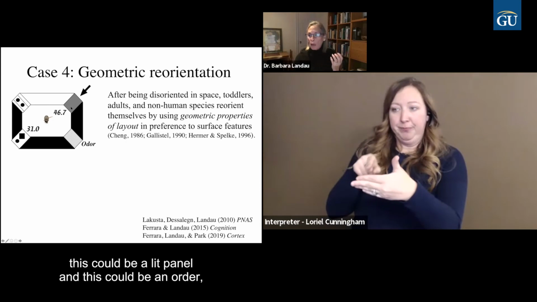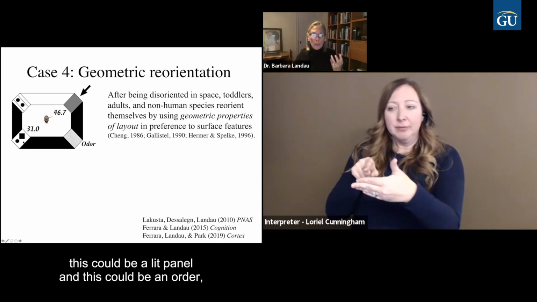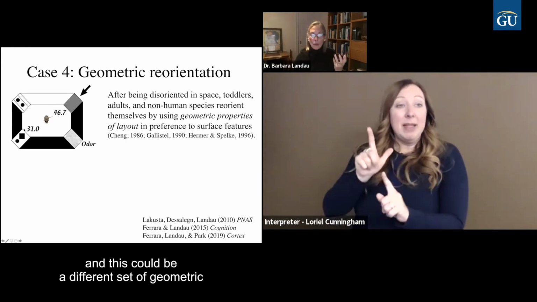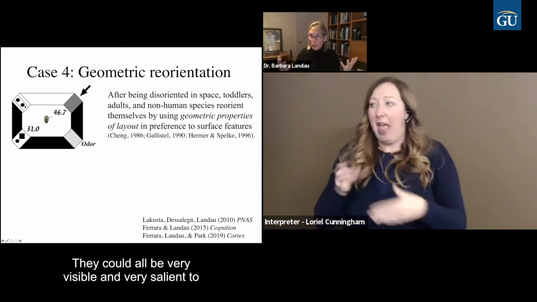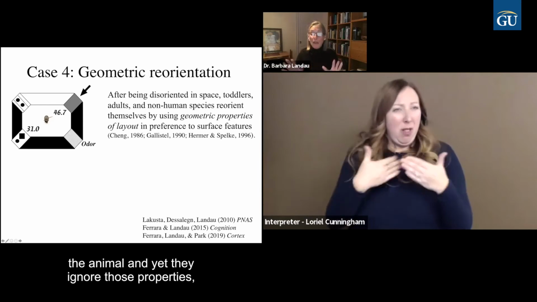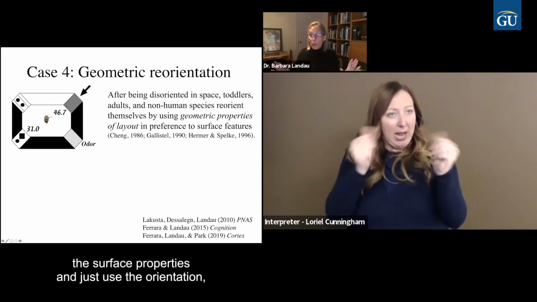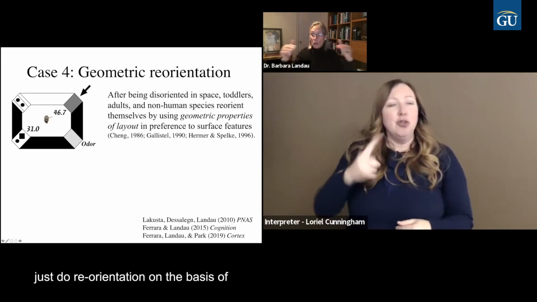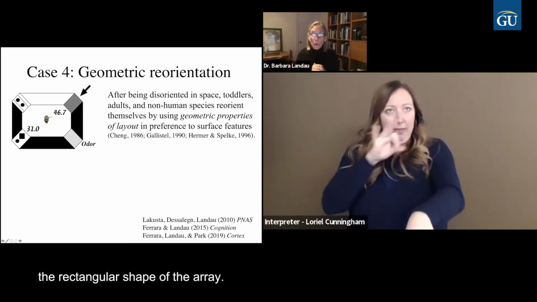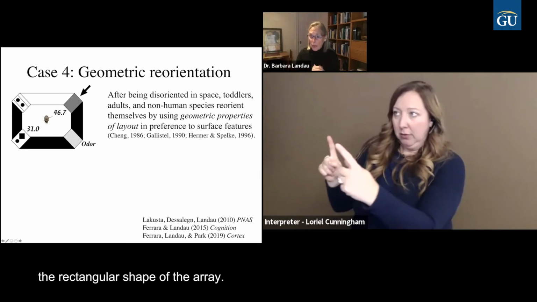So for example, this could be a lit panel, and this could be an odor, and this could be a different set of geometric figures, and this could be another one. They could all be very visible and very salient to the animal, and yet they ignore those surface properties, and just do reorientation on the basis of the rectangular shape of the array.